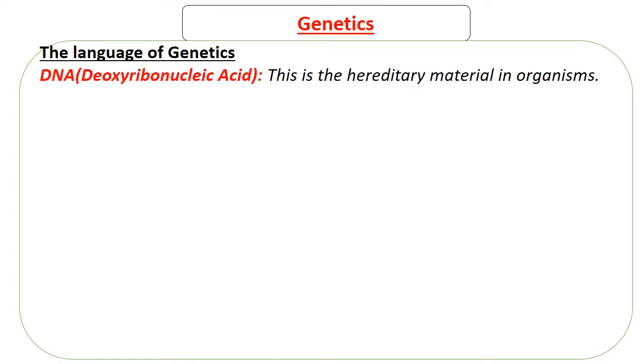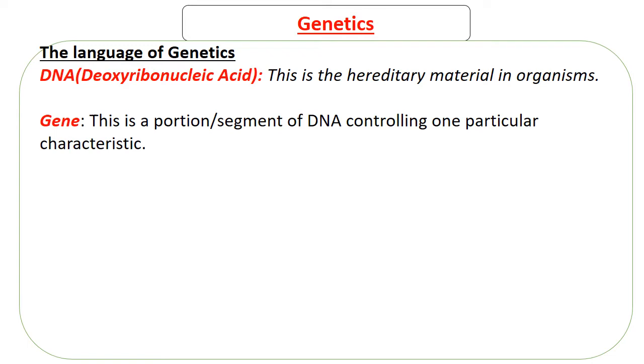So remember, genetics studies inheritance, how we inherit certain features from our parents, or how we transmit certain features to our young ones. So the material that carries this information that is transferred from one generation to another is what is called DNA, or deoxyribonucleic acid. With that being said, the next term is a gene. So a gene is a portion or segment of DNA controlling one particular characteristic.